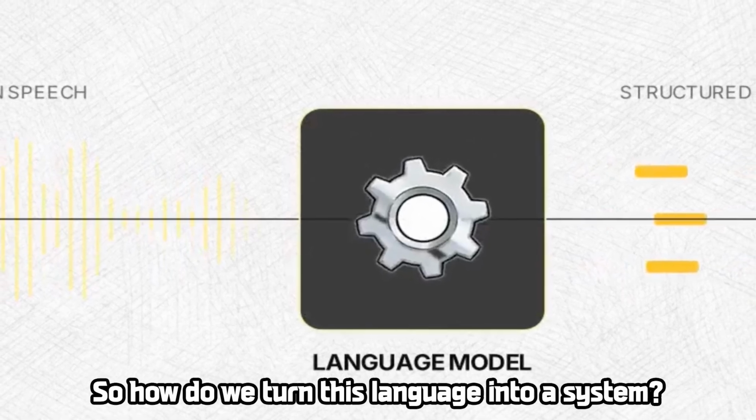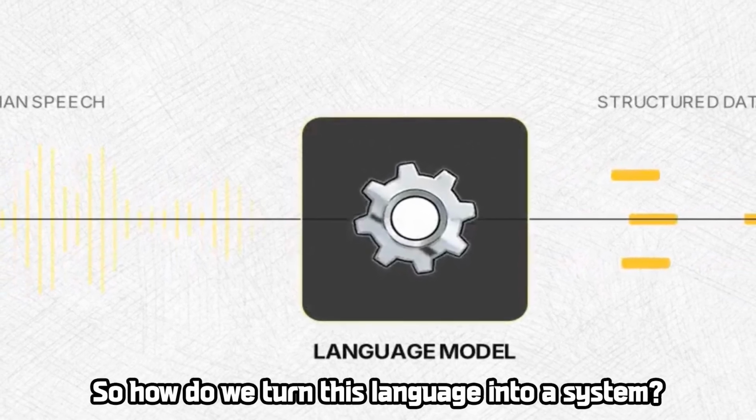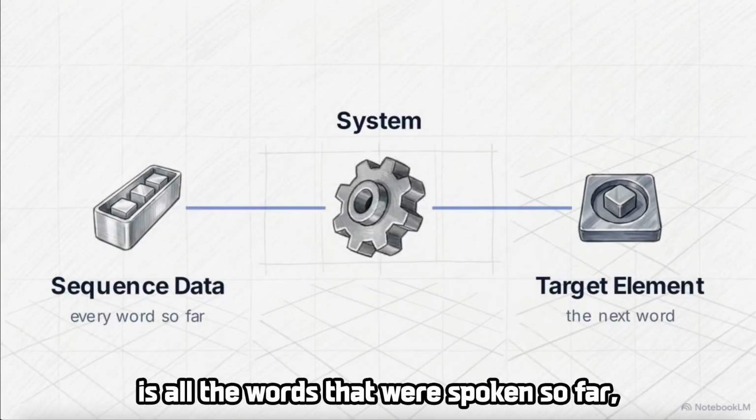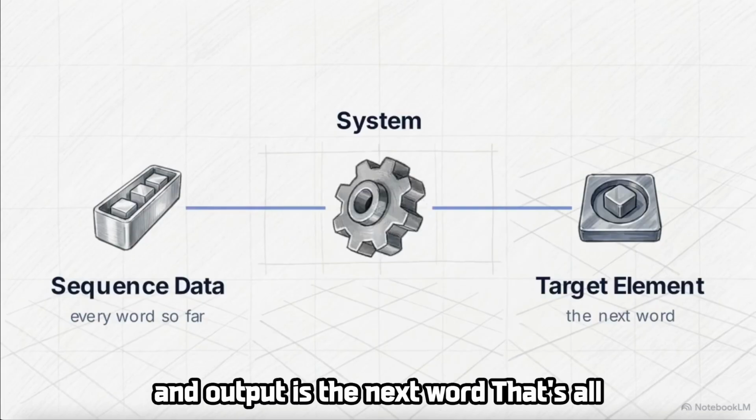So, how do we turn this language into a system? We simplify it. We say the input is all the words that were spoken so far, and the output is the next word. That's all. At every step, the model is just answering what word comes next.